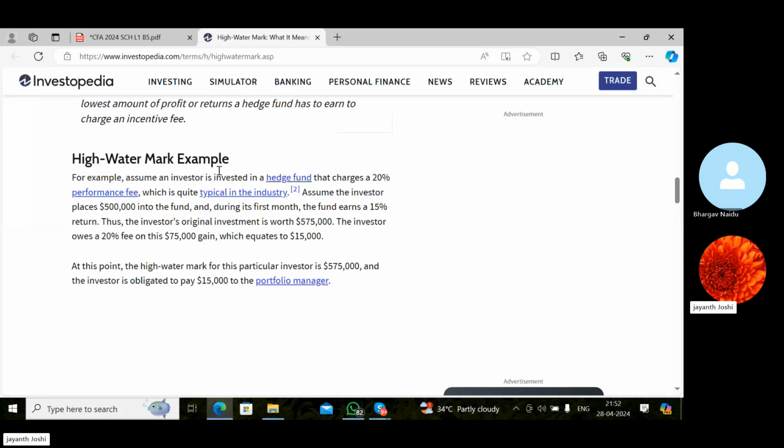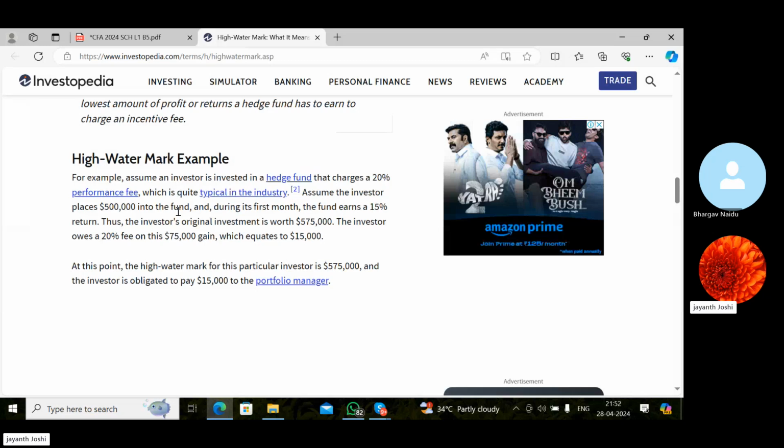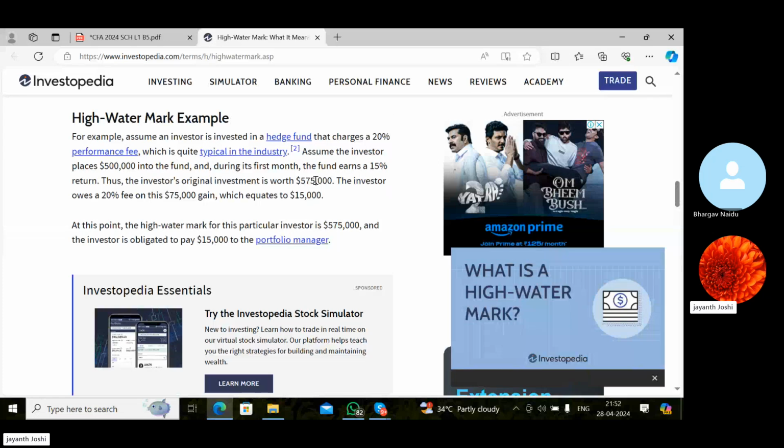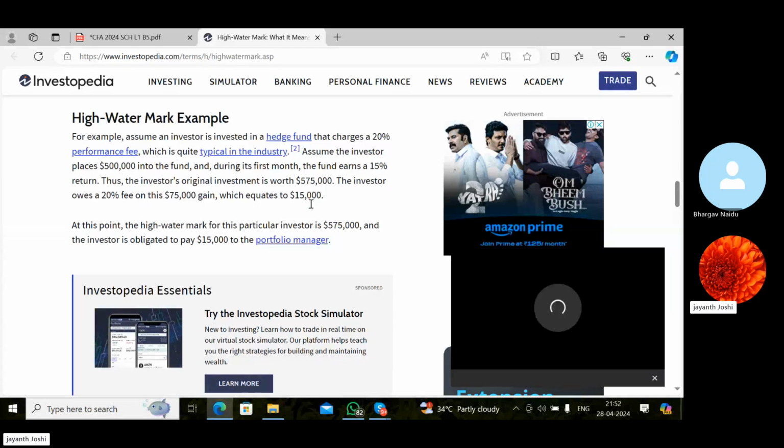Assume an investor is invested in a hedge fund that charges 20% performance fee, which is quite typical in the industry. You get very good returns from hedge funds. Assume the investor places 500,000 into the fund, and during the first month, the fund earns 15%. So the fund value is 575,000. Investor owes a 20% fee on this 75,000 gain, which equates to $15,000. They have to give, right?